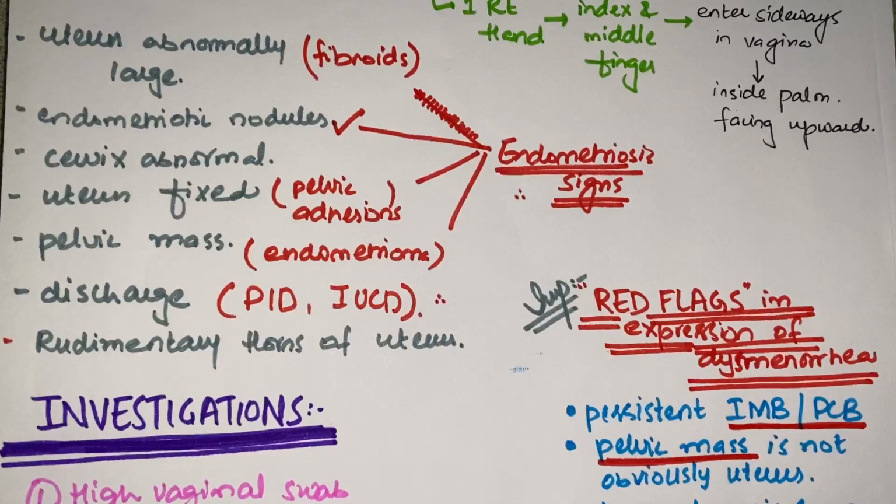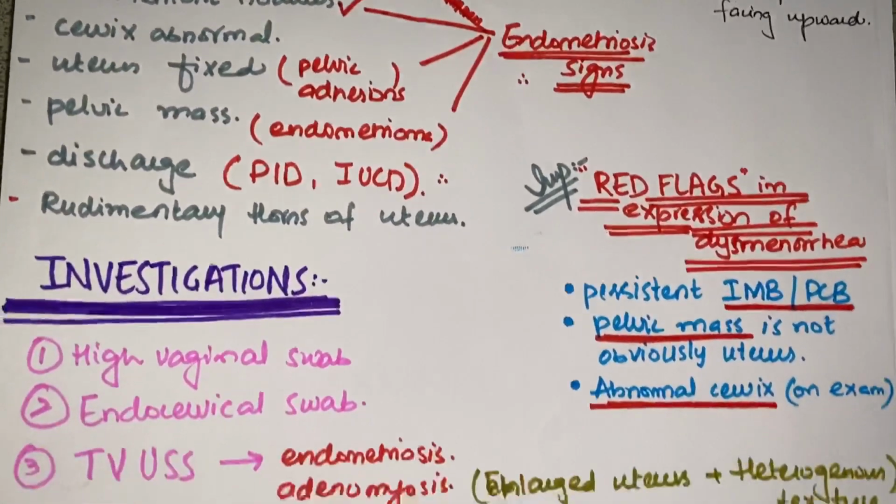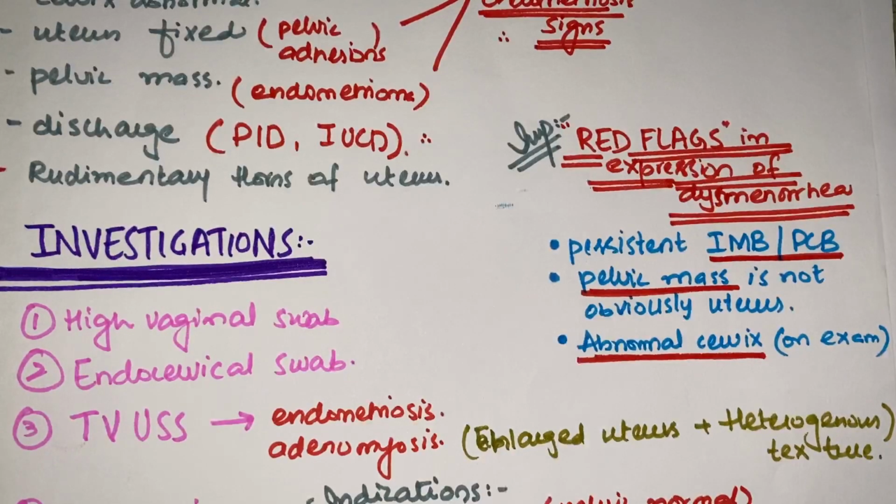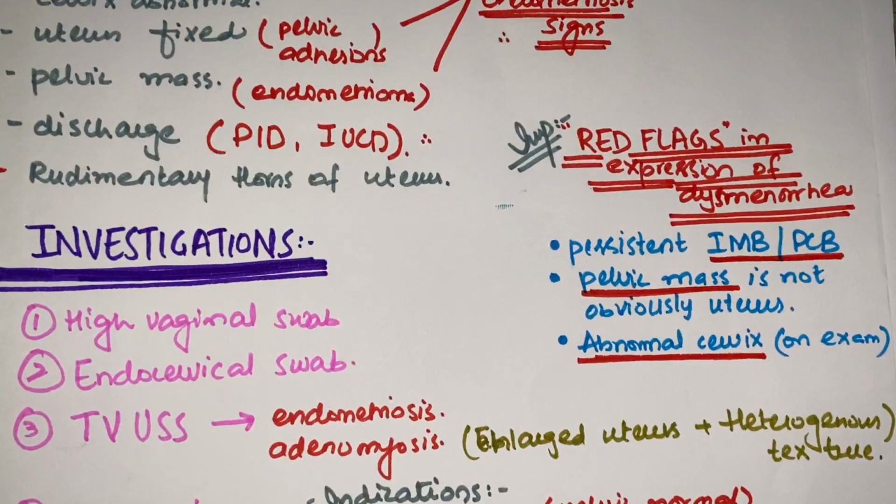And there are some red flag signs in the presentation of dysmenorrhea. Now these red flag signs are some very severe or alarming signs. What are they? If a patient presents with persistent intermenstrual bleeding or postcoital bleeding, or if there is a pelvic mass that is not obviously the uterus, or if the patient has an abnormal cervix on examination. So these are the red flag signs.